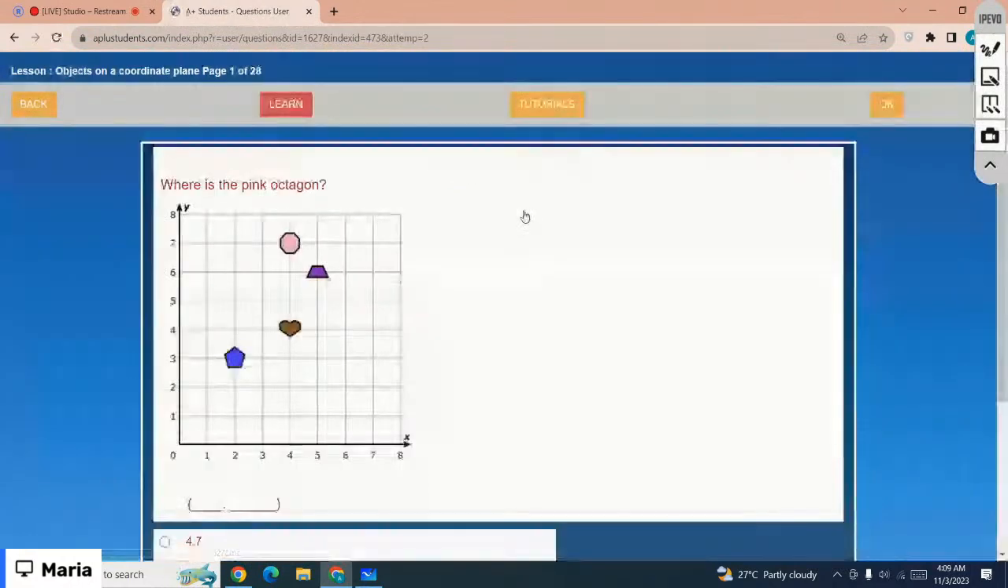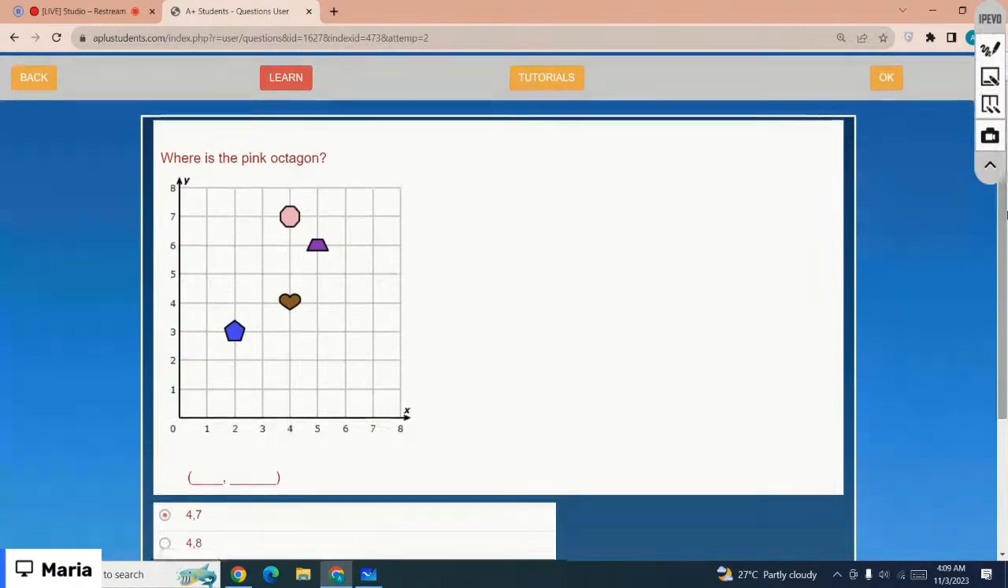Where is the pink octagon, right? So just locate the pink octagon. Here it is. Match it to the x-axis. The x value is 4 and match it to the y-axis. The y value is 7. So that means the pink octagon is at 4, 7, right? The x coordinate is 4 and the y value is 7. Option 1 is the correct option.